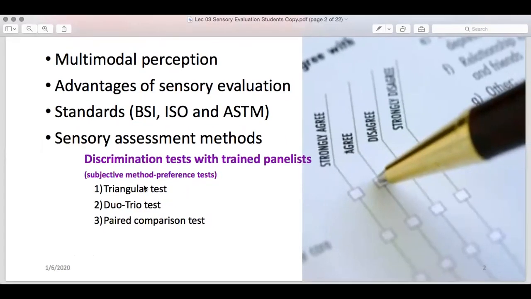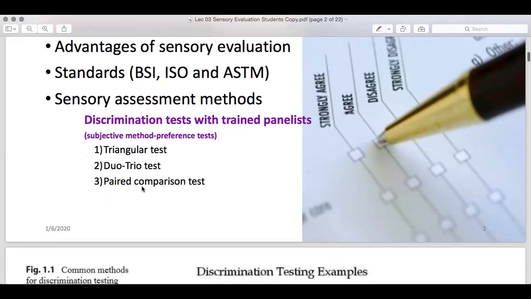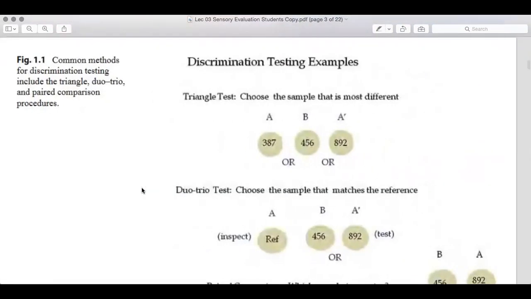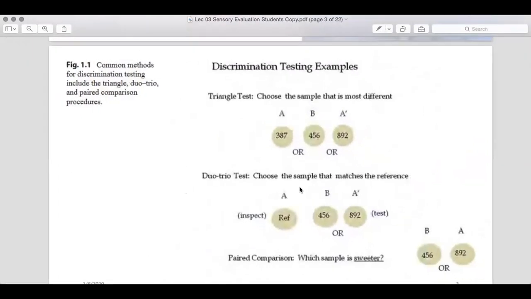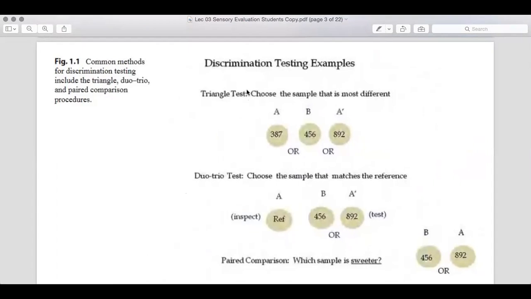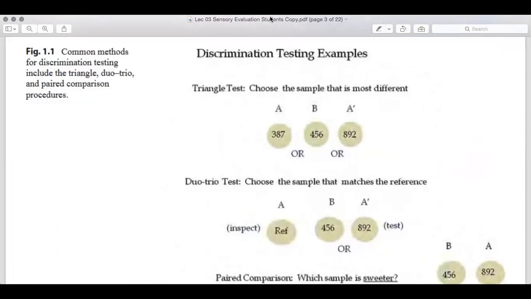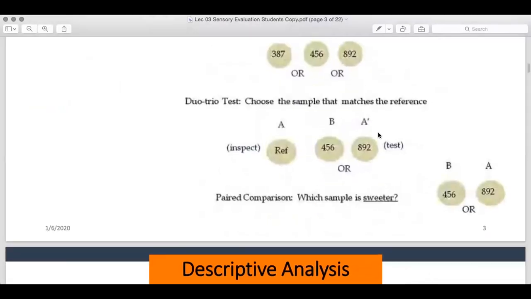And the triangular test, you can remember what it is and how it works, and the duo trio test and the paired comparison test. We discussed all these in the last discussion, right? In the triangle test there are 3 samples: 2 similar samples and 1 different sample. We ask the panel member to select the different sample.